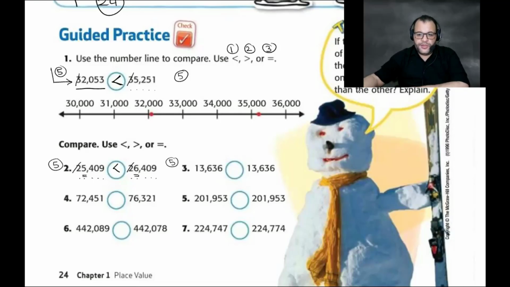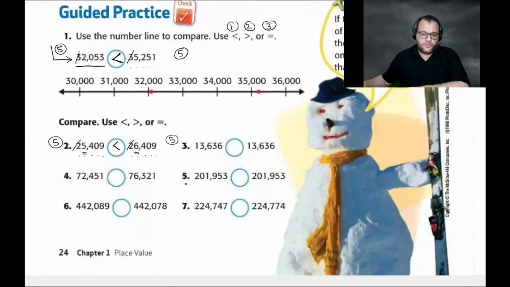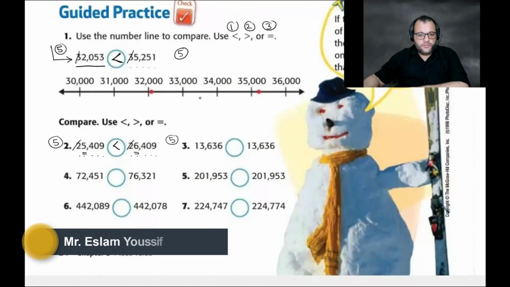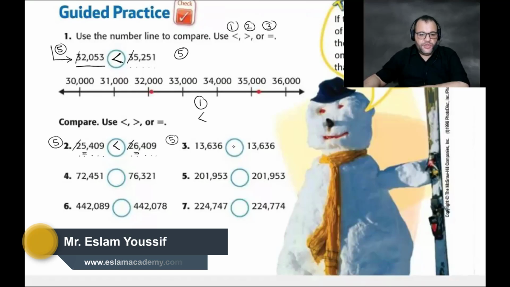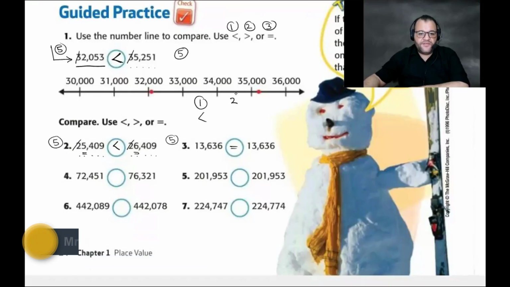Abdul Latif Zubair, can you solve this one with me? Yes. Okay, number 3. What is the answer? Number 3 will be, they're both equal. Both of them are equal because they have the same number of digits and all of the digits are equal in the same order.